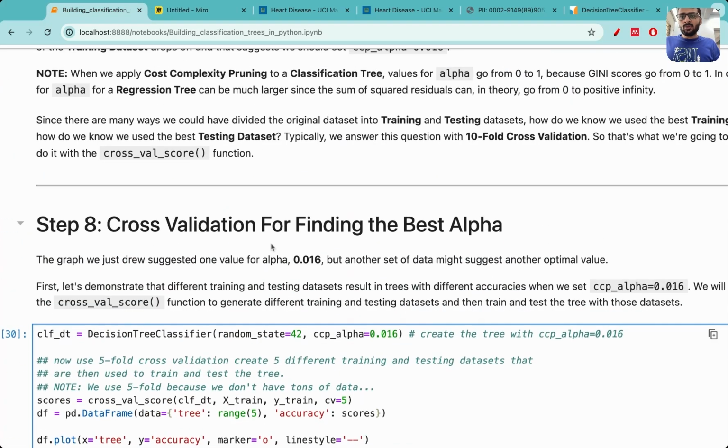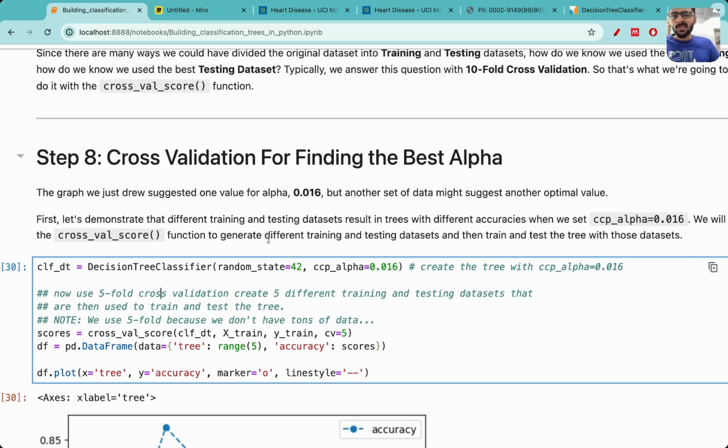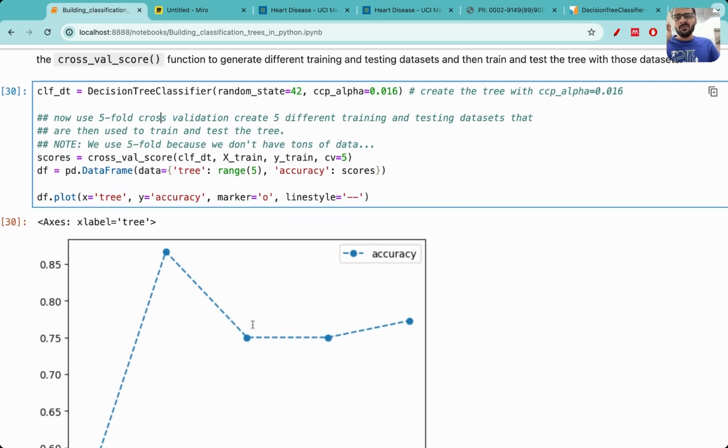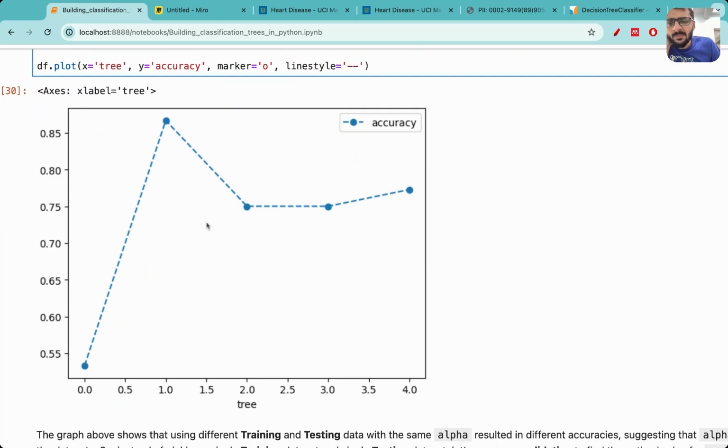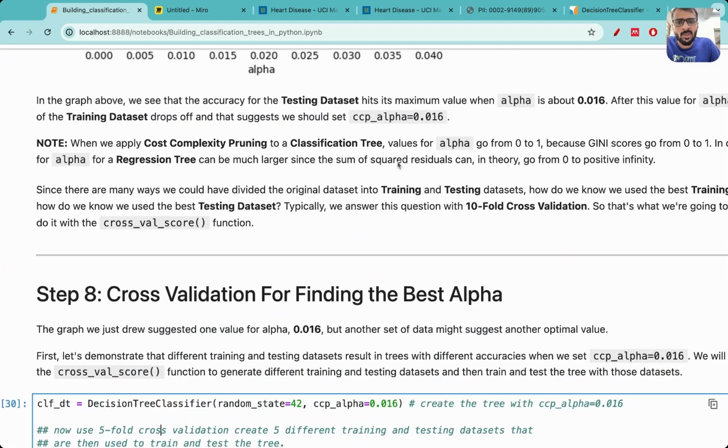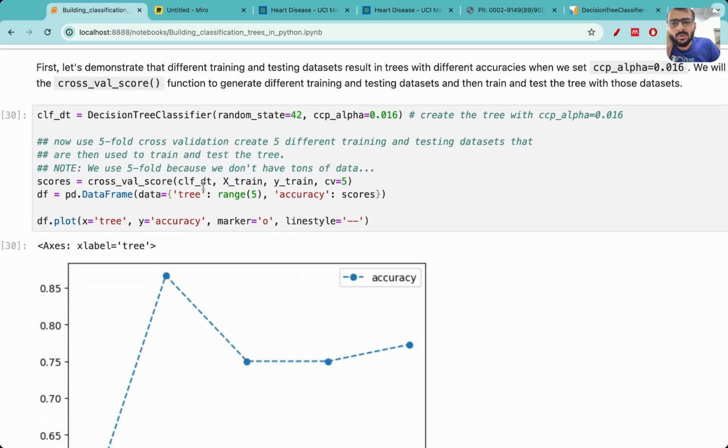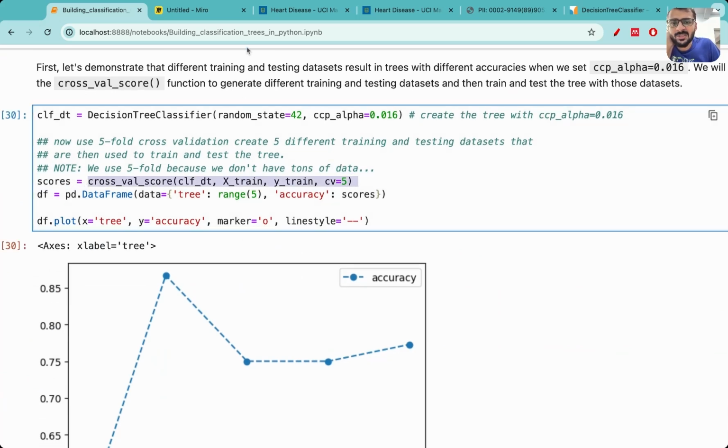So now we come to step number 8, which is cross validation for finding the best alpha. First, we want to show you a plot which shows that for the same alpha, if you have different training and testing sets, you have a different accuracy. So this plot shows that in the previous section we determined alpha to be 0.016, right? Now actually let's use this same alpha and construct training and validation sets.